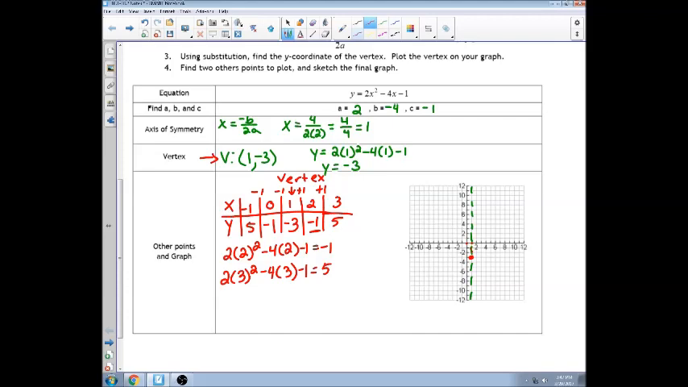Okay? So in order to finish my graph, I'll go to 2, negative 1, and I'll go to 0, negative 1. Then I'll go to 3, 5, and I'll go to negative 1, 5. At this point, what I can do is go ahead and make my U-shaped parabola, and I have made a graph that is symmetrical and U-shaped, so we have graphed our quadratic function.